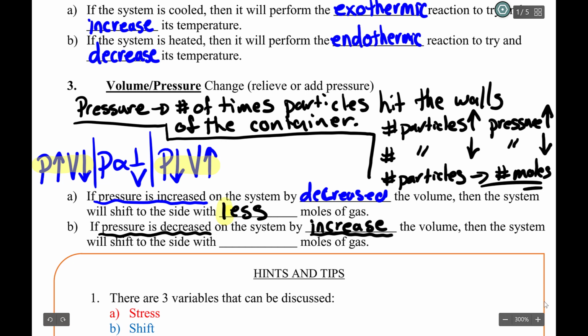Then the system will shift to the side with blank moles of gas. Well, if the pressure has been decreased, the system wants to bring that pressure back up. It wants to do the opposite thing. Well, how do I bring pressure back up? I want to add more particles to the system. Now, because the system is closed, it just needs to shift to the side in the reaction that has more particles. Then it's going to hit the walls of the container more frequently and therefore bring the pressure back up. So this is going to shift to the side with more moles of gas.